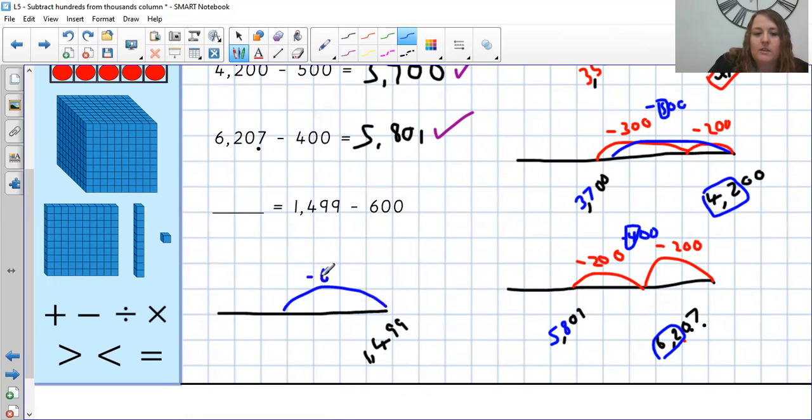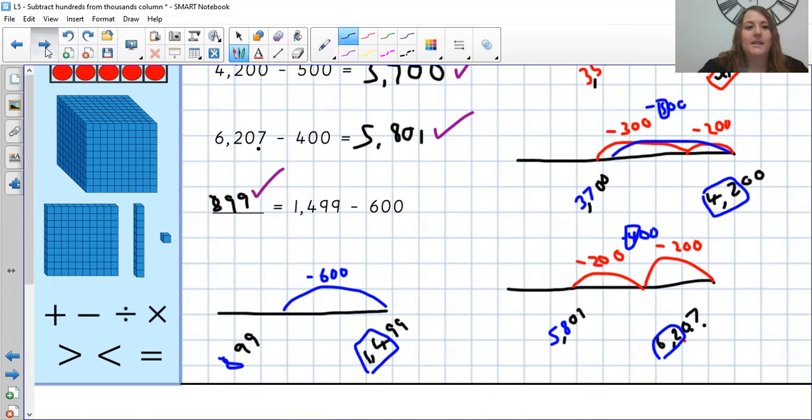Take away 600. Again, if you wanted to take away the 400 first of all, and then the 200, that would be fine. But I'm looking at 14, take away 6. So 14 in my head, 13, 12, 11, 10, 9, 8. So it would be 8 in my hundreds, and then I still need my 99. So if you had the number 899 for that question, you can give yourself your final tick.